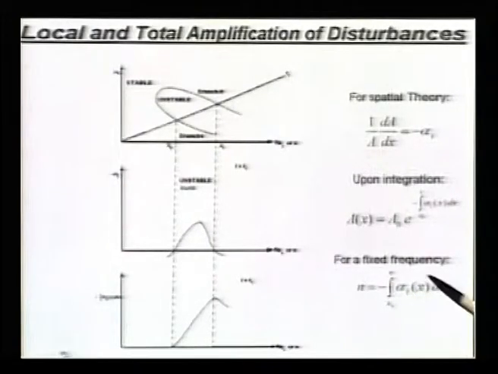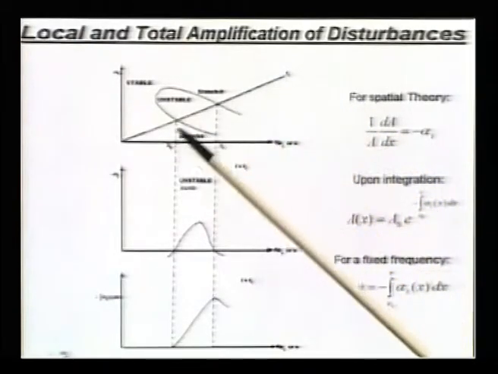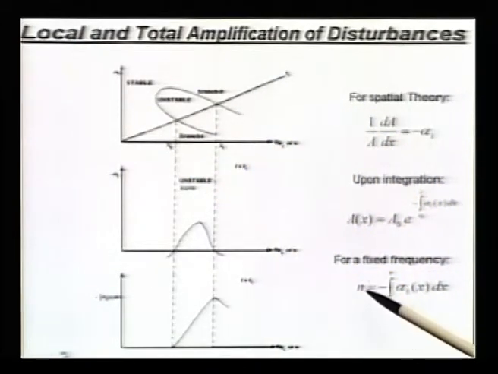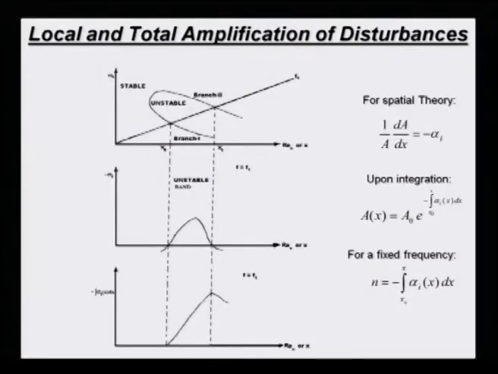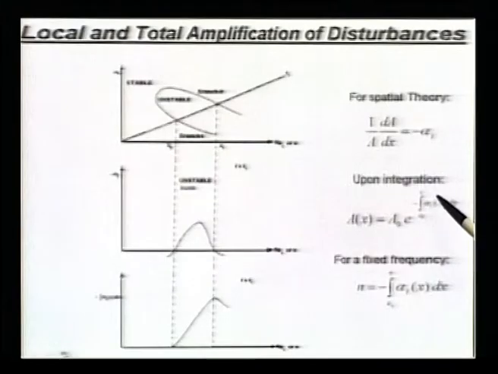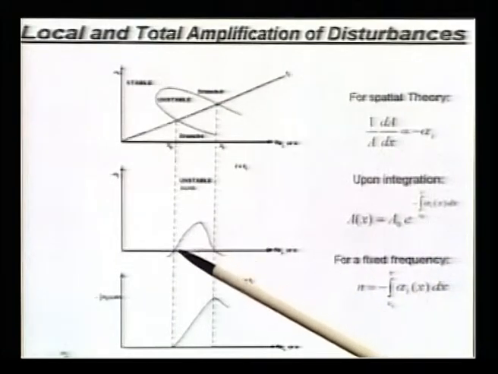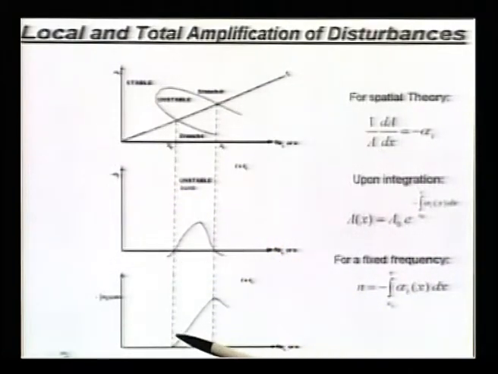And now, this n that we have obtained is for that frequency. So, this n itself is a function of that particular frequency. So, different frequencies will suffer different types of amplification, right. So, this is one of the ways that we like to do. So, what we find is that we are integrating alpha_i dx, and minus alpha_i goes like this. So, if I integrate it, it will go like this.